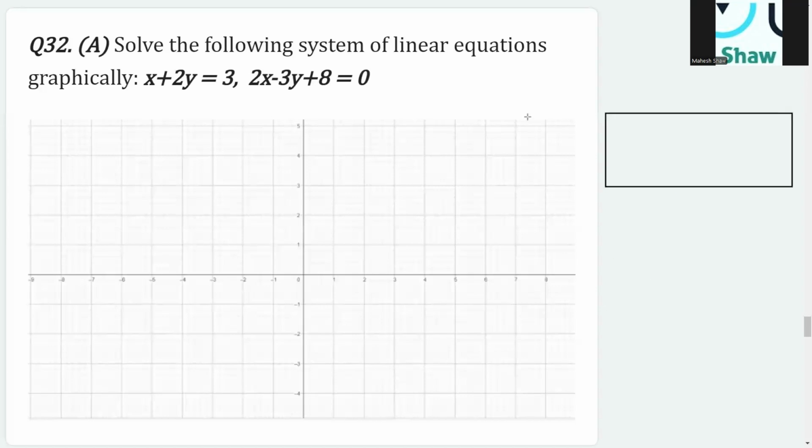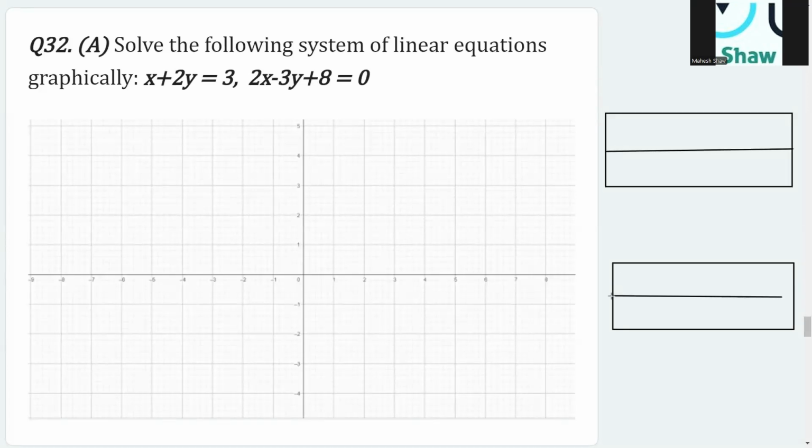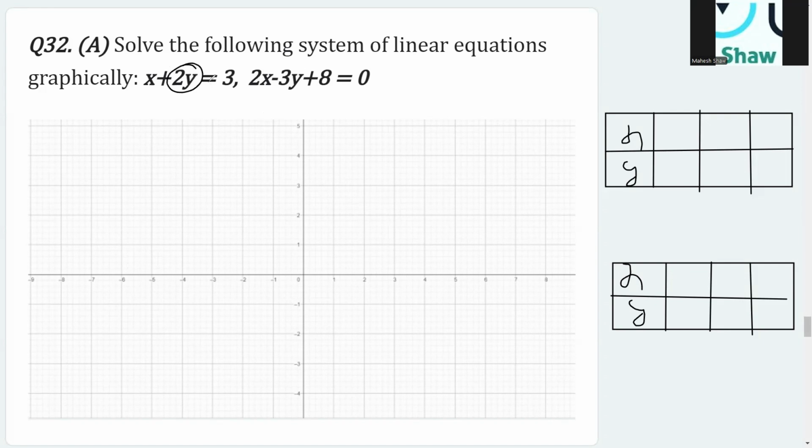So for solving this, as you know, we have to make a table and obtain the solution, minimum 3 for each line. Let's begin with the first here. So let's say these are the points over here. Now I'll take this as x, y, and x, y. I'll start with solving the first one here. So for the first one, if I place y as 2, that is x is equal to 3 minus 2 into 2, 4. So this is 3 minus 4. So x is equal to minus 1.